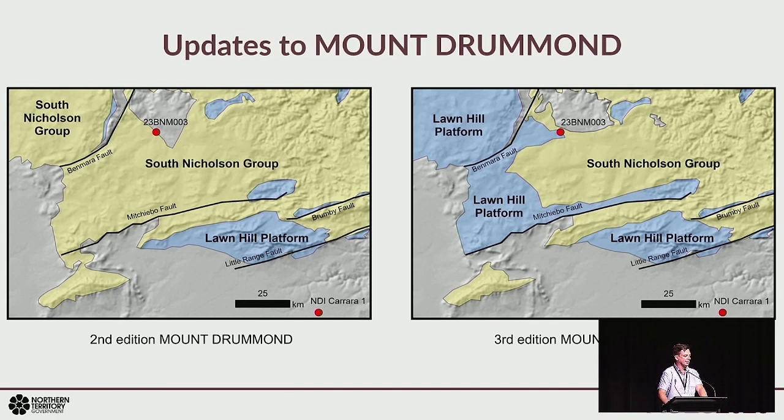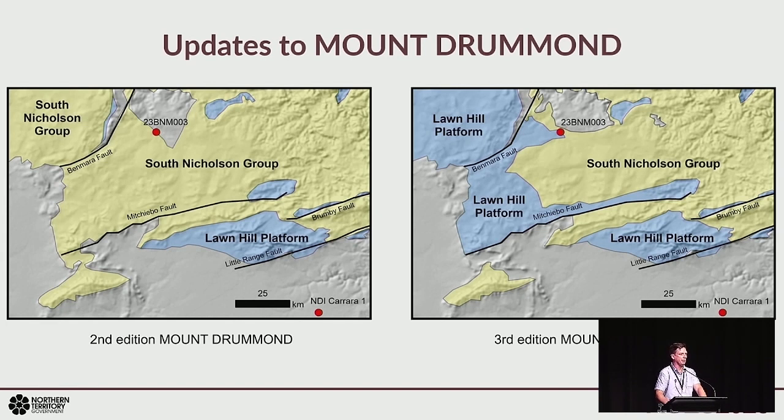So what that means is that on the third edition map, there's a wide, broad distribution of Lawn Hill platform rocks. And conversely, there is a lesser distribution of South Nicholson Group rocks. I've put two drill holes on here. The one in the southeast is NDI Carrara 1, which is a famous drill hole for a lot of people here. And the one in the north is one that I'll be discussing later in the talk.